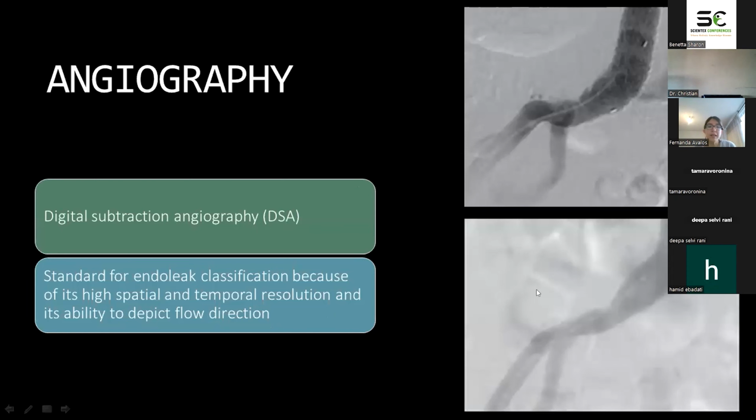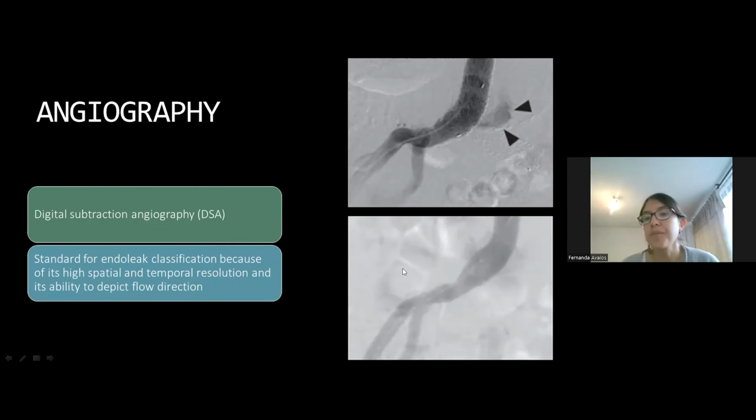And finally, angiography is probably the favorite imaging study of the person who makes the EVAR, because we can see in real time and with high spatial resolution where the endoleak is, what direction it has, and the amount of blood in this leak. So here we have this angiography, this obstruction, and we can see the leak.